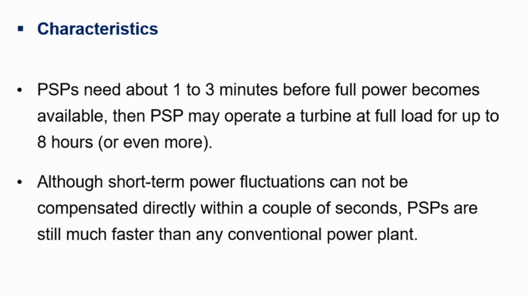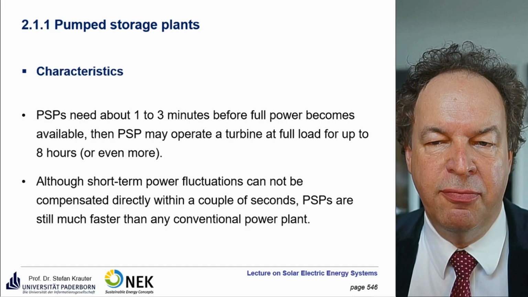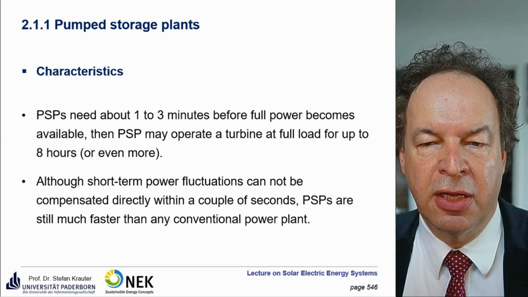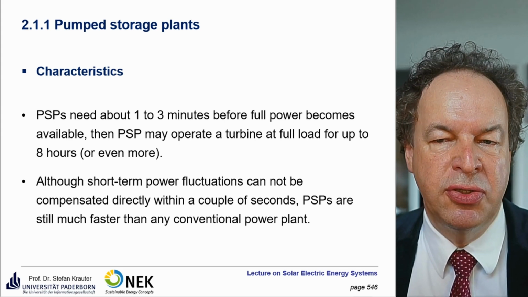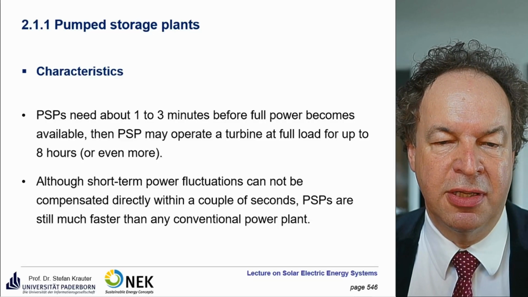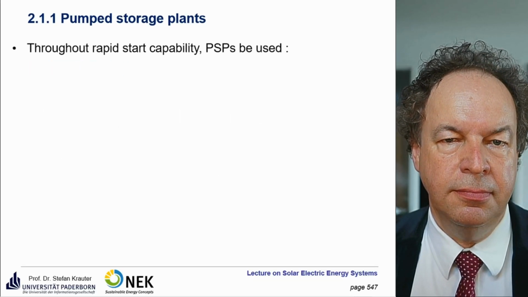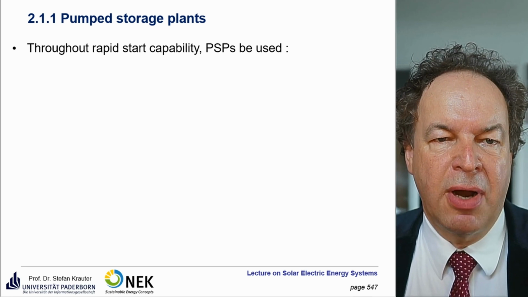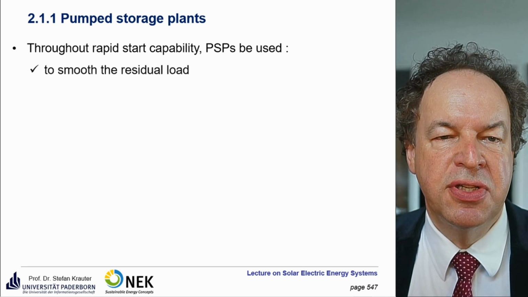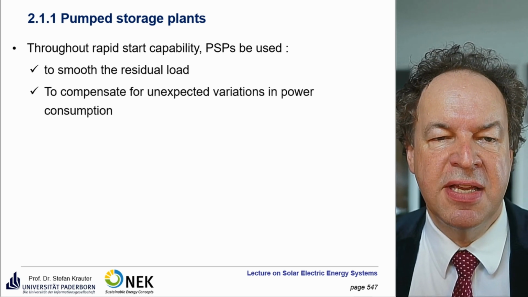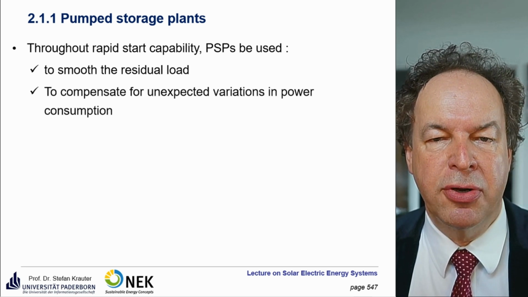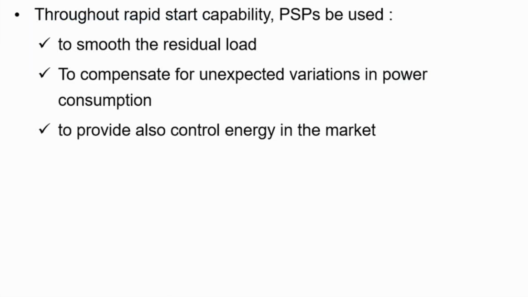Although short-term power fluctuation cannot be compensated directly within a couple of seconds, pumped storage power plants are still much faster than any conventional power plant. The fastest conventional power plants are gas power plants. They need about 8 minutes, the most modern ones only 5 minutes. If you take a look at coal and lignite power plants, they take up to 8 hours to come to full power or to be throttled. So pumped storage has a rapid start capability, so it can be used to smooth the residual load. It can be used to compensate for unexpected variation in power consumption. It can also provide control in the energy market.